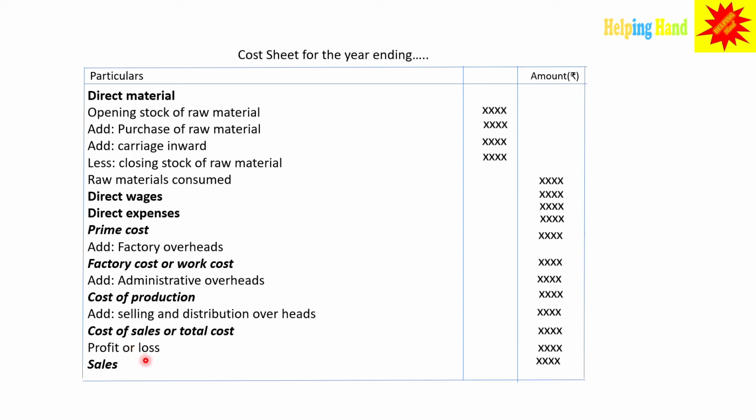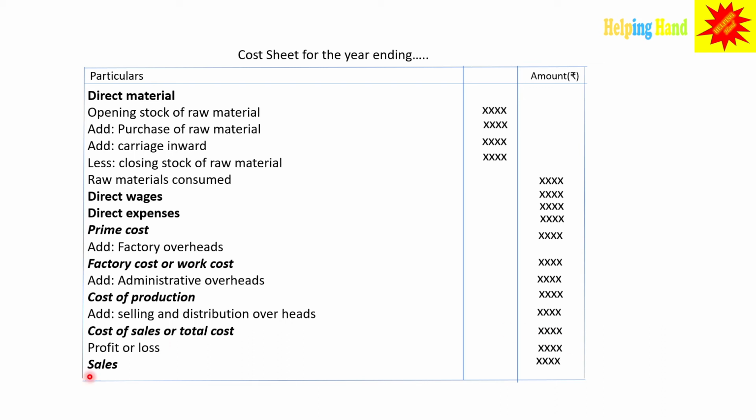If the question gives you the profit, or it might state the loss incurred, then we shall record it here. If it is profit, then we add it to cost of sales and we ascertain our sales. If it is loss, we subtract it from the cost of sales and arrive at sales. Sometimes in a question, they will not give us the profit, they will give us the sales amount. So we will know the amount of sales done. At that point, we subtract the cost of sales or total cost from the sales to arrive at our profit. If it is a positive figure, it is profit. If it is a negative figure, it is a loss. So this is how we ascertain a profit or loss from a cost sheet.